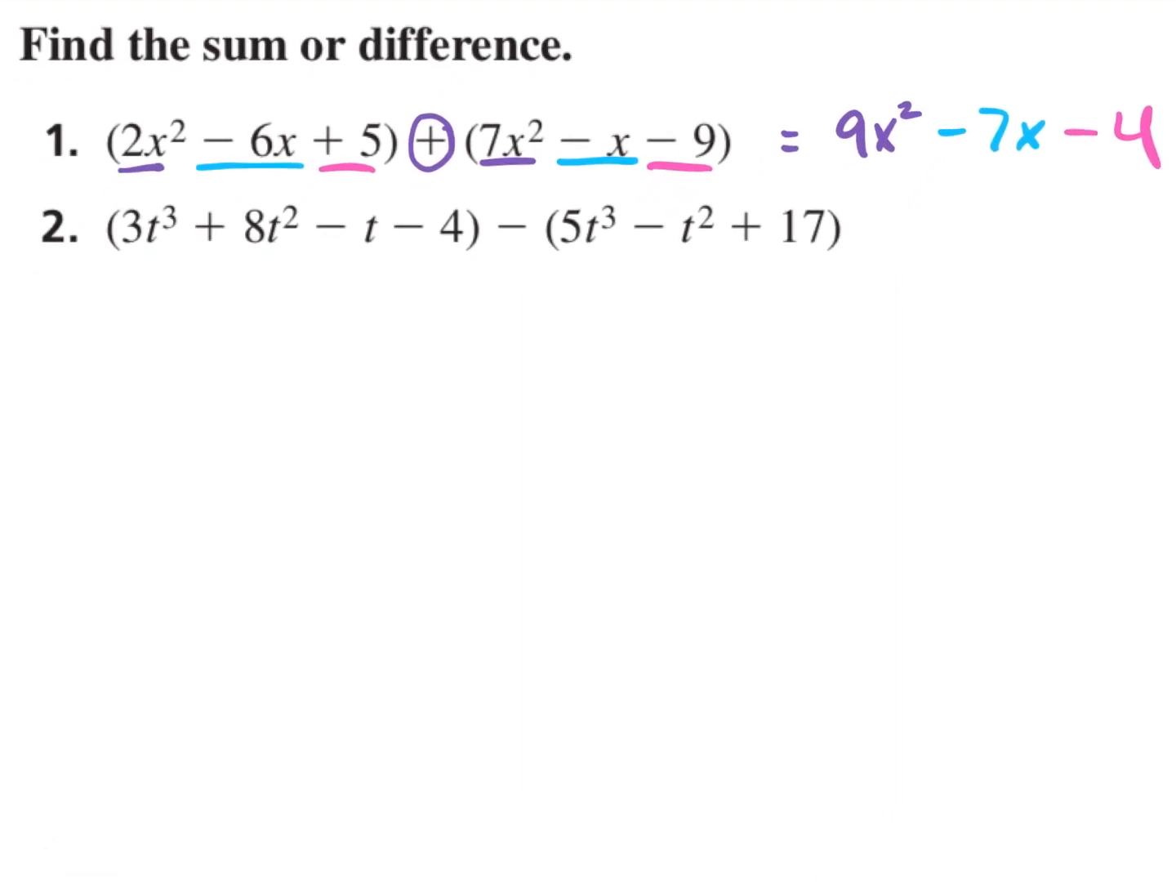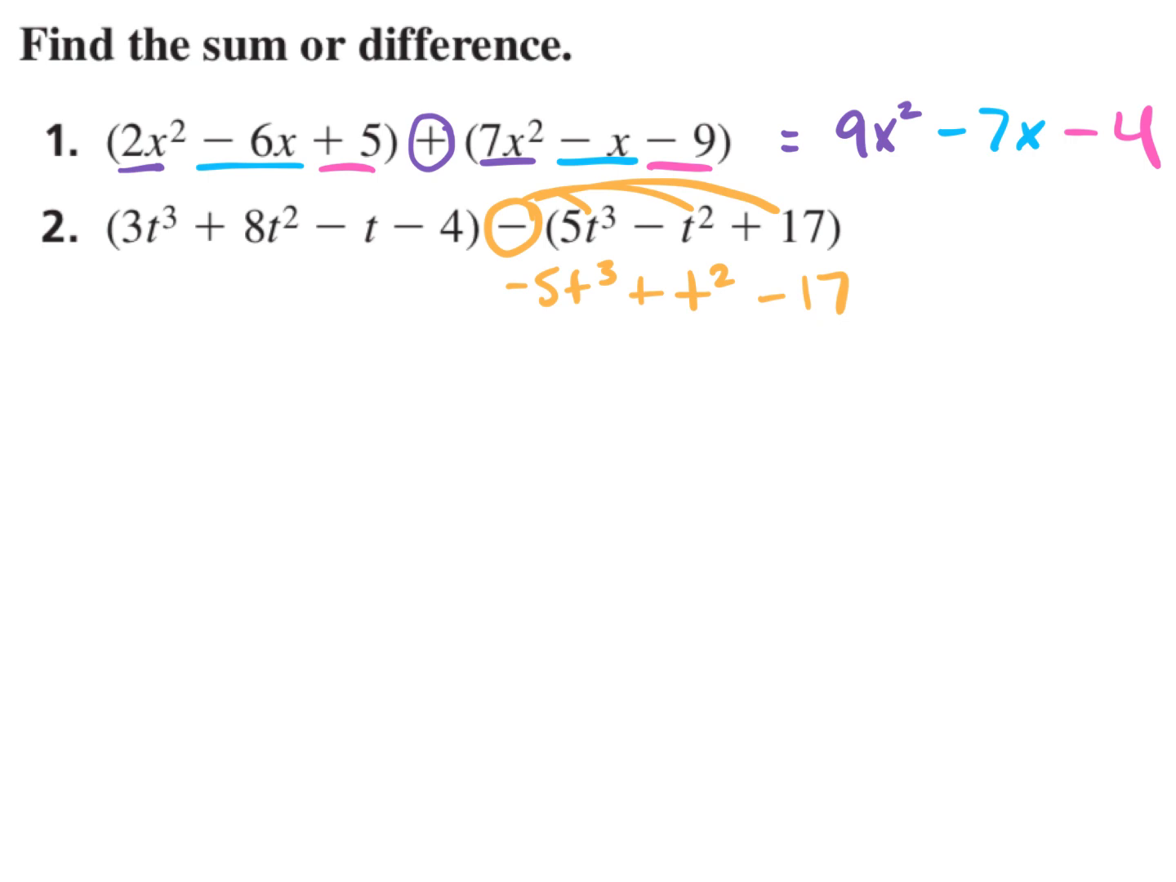When subtracting, what do we need to do first? Distribute the negative to everything behind it. So we have minus 5t cubed. This would turn into plus t squared and minus 17. So all the signs behind that minus that we're distributing just get flipped.